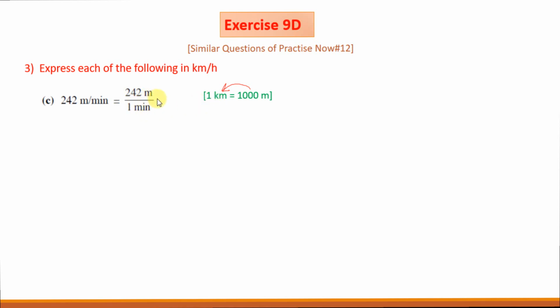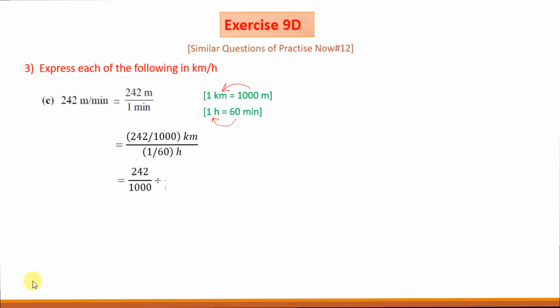So 242 divided by 1000, and in the denominator we have minute given, and we have to convert it into hour. We know that in 1 hour there are 60 minutes. So when we convert the minute to hours, we will divide again over here. So that will be our next step. So 242 divided by 1000, and the answer will be in kilometers now, and 1 divided by 60, and the answer will be in hours now.